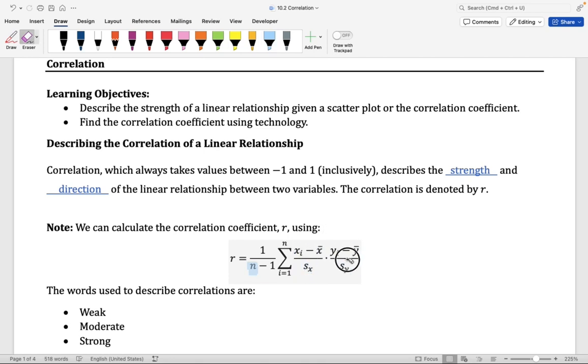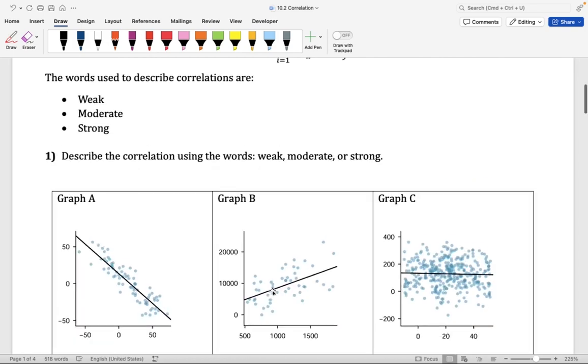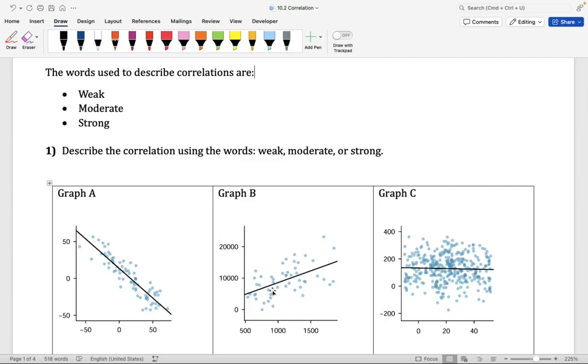Again, we're not going to be doing this by hand. We're going to be using technology. Our goal here is to be able to look at that R value, at the correlation coefficient, and be able to describe the strength of the linear relationship. Now, how are we going to describe the strength? Well, here are the three words that we use to describe the correlation. We can describe the correlation as weak, moderate, or strong.